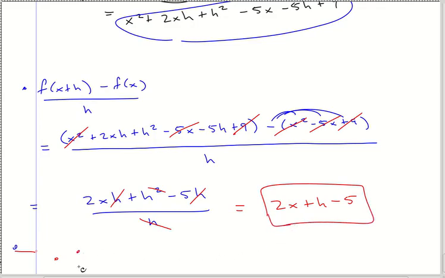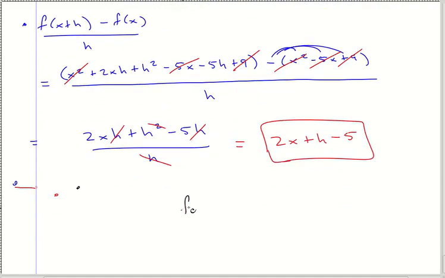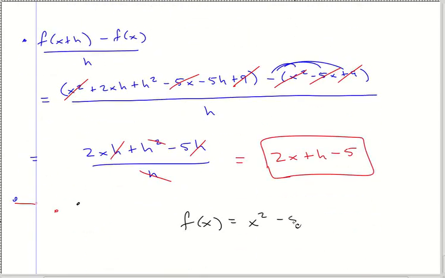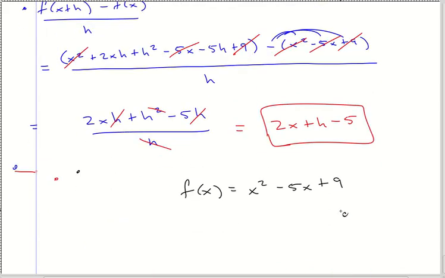That's your answer. But let's analyze this. Let's go back to my original and understand some stuff. I got the x squared minus the 5x plus the 9, right? That was it. Remember how I had said right here that you're definitely going to get a slope of -5. See? That's your answer. But this guy right here was what was confusing.